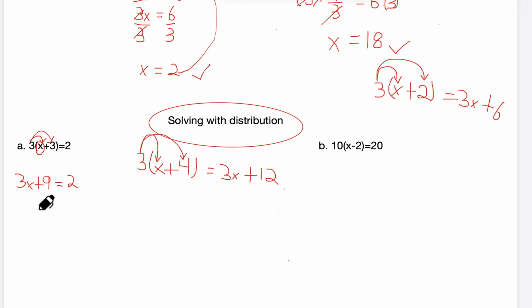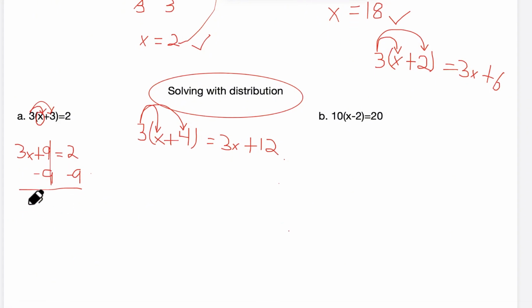So plus 9, the opposite of plus 9 is minus 9. So I'm going to subtract 9 from both sides. Nine and 9 cancel each other. I'll get 3x equal 2 minus 9 is negative 7.